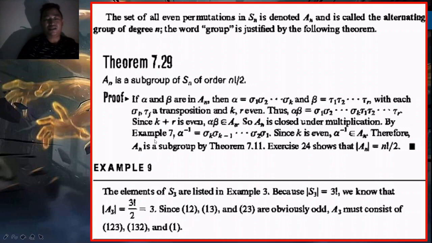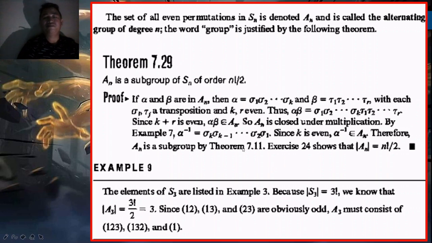Example 7, the A inverse. We start with sigma k, then sigma k minus 1, up to sigma 1. Since k is even, therefore alpha inverse is also an element of An, and it is even too. So the inverse is closed.